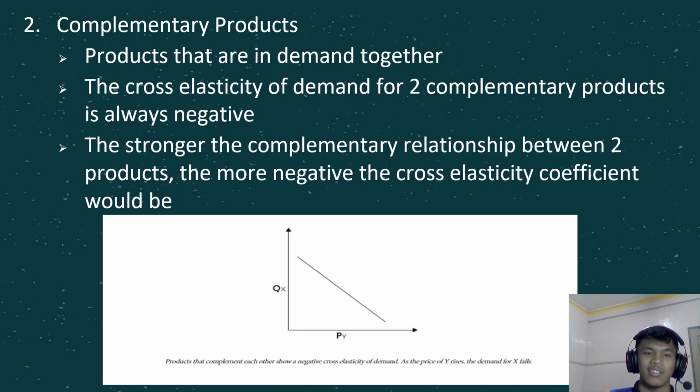The second part is complementary products. Complementary products are products that are in demand together. The cross elasticity of demand for two complementary products is always negative. The stronger the complementary relationship between two products, the more negative the cross elasticity coefficient would be. So this is the graph. As an example of complementary products, there are coffee and filter paper, because if we want to make coffee, we will need the filter paper to make it more delicious.